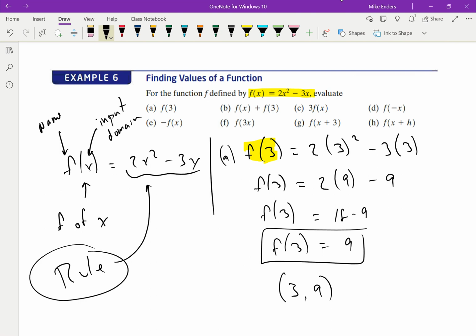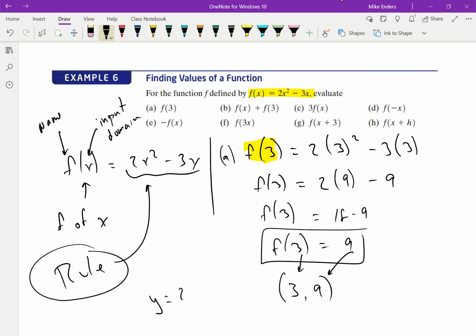Okay? And so 3 was my input, my x value, my domain, or element of my domain, and 9 is my output, my y value, my element of my range. The nice thing about function notation when we start working in algebra is that the input and the output are listed side by side. What is f of 3? Oh, it's 9.